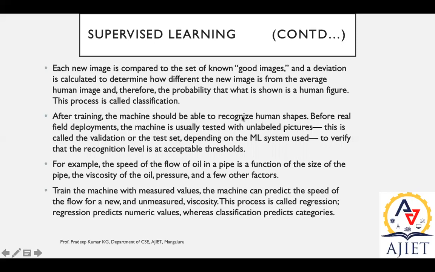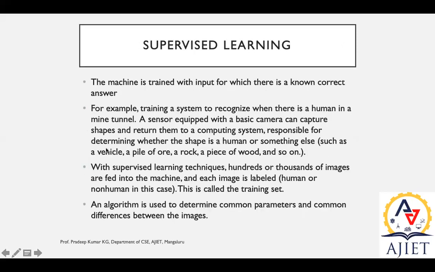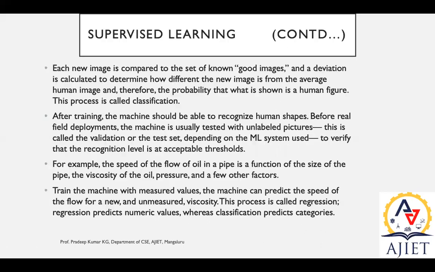Because we already did the different trainings, we bifurcated based on the object: vehicle, rock, piece of wood, pile of ore. All that bifurcation has been done; nothing but labeling is done. Once we have that label, whatever images we get, we compare them with that label. If it matches, we may say it is a human or some other object, which is classification. Once we have that, it is easier to recognize human shapes. That is an example of supervised learning.